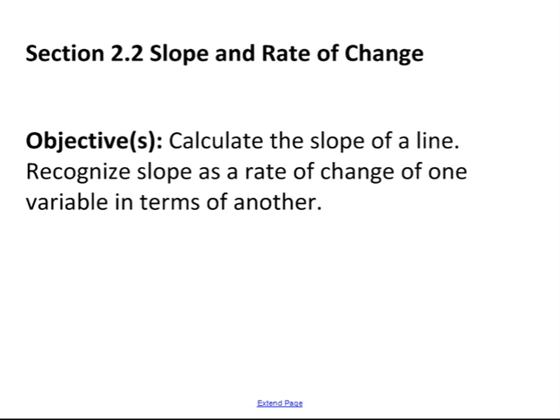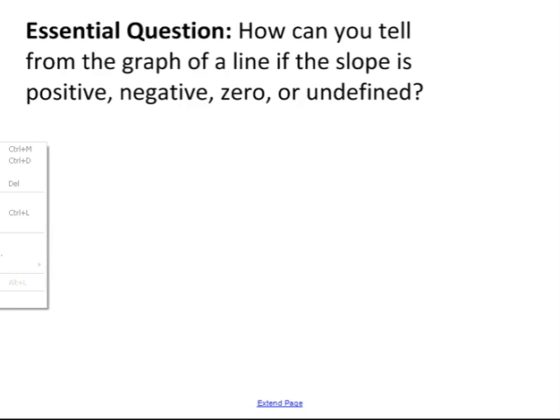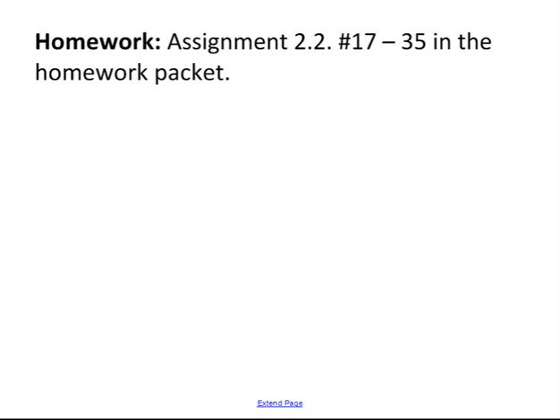This is section 2.2. We're going to be talking about slope and rate of change, which is actually the same thing, just a different name for the same thing. And your homework for this section is 17 through 35 in the homework packet.